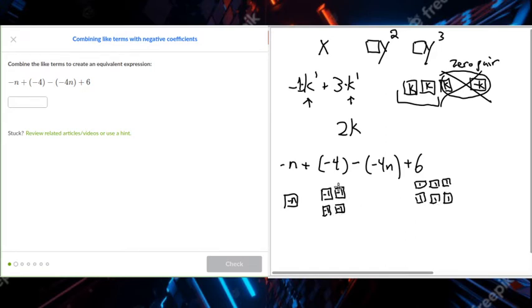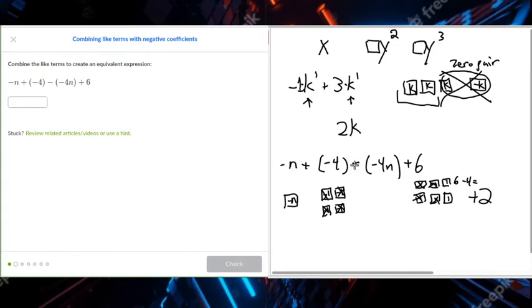So these two make a 0 pair, and these two make a 0 pair, and these two make a 0 pair, and these two make a 0 pair. So we're left with plus 2 here. And another way to think about that is 6 minus 4 is equal to 2.